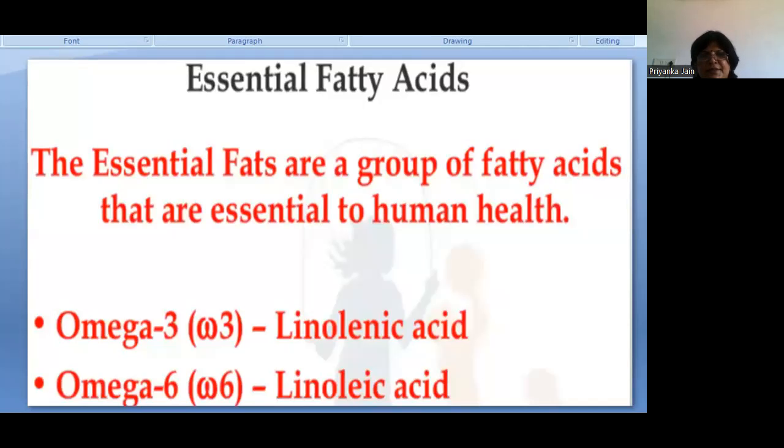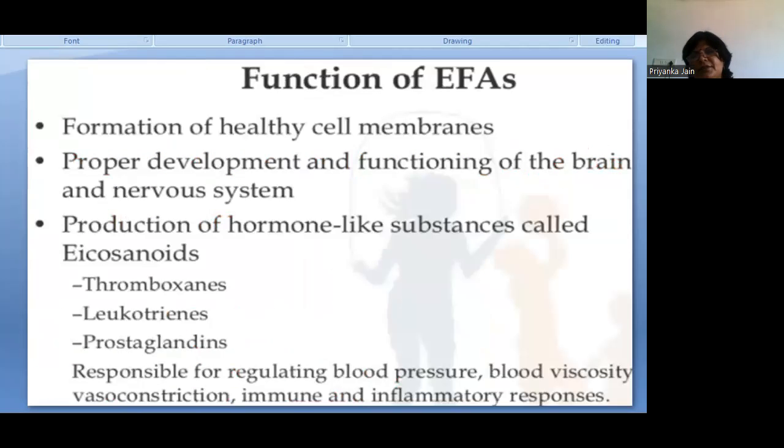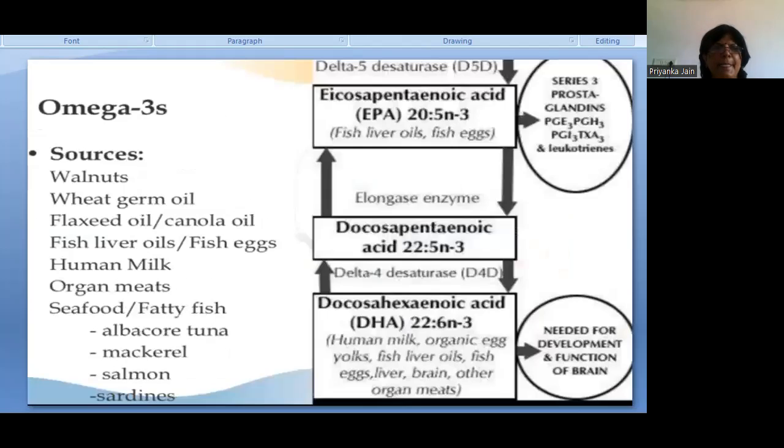Now, essential fatty acids is a group of fatty acids that are essential to human health. Omega 3 is linolenic acid, omega 6 is linoleic acid. Now, what are the functions of essential fatty acids? They help in formation of healthy cell membranes, proper development and functioning of the brain and nervous system, and production of hormone-like substances called eicosanoids, thromboxane, and leukotriene, also for regulating blood pressure, blood viscosity, vasoconstriction, and immune inflammatory response.